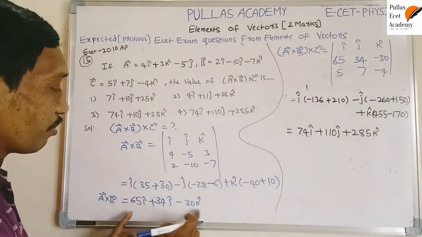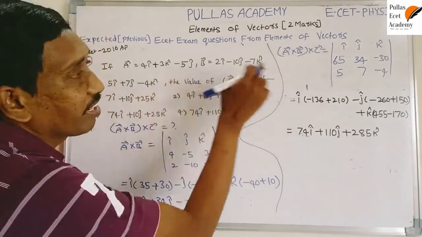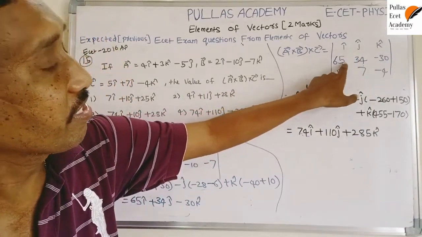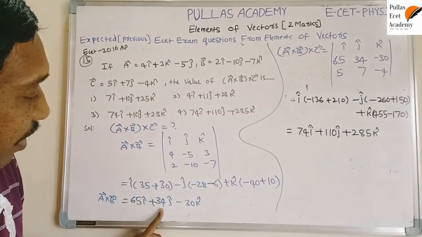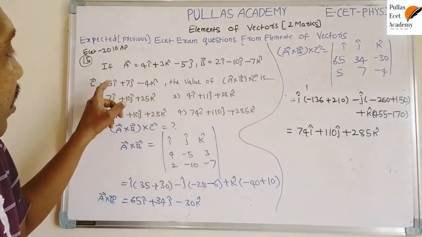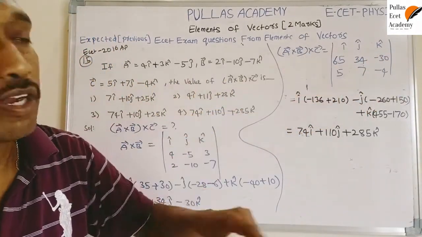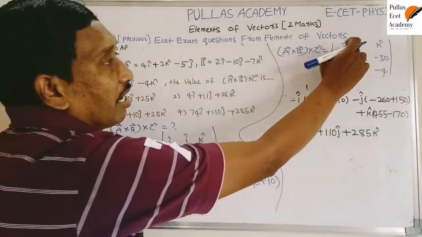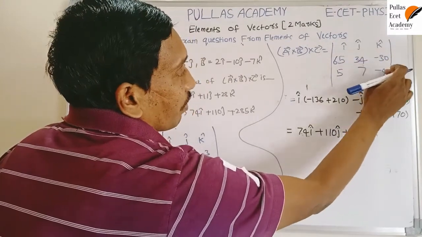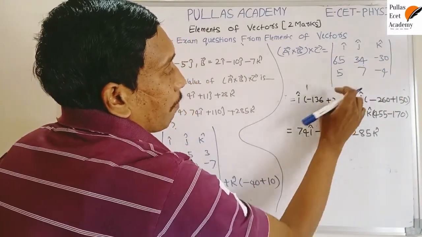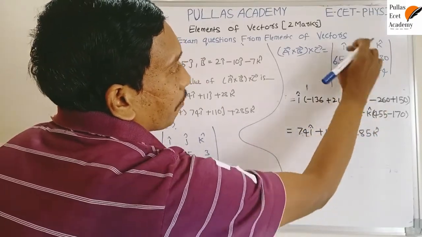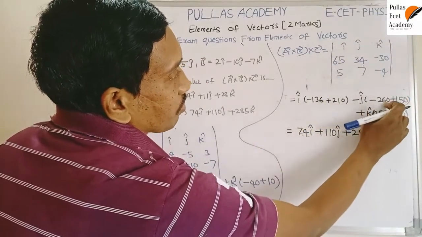But we need A bar cross B bar, whole cross C bar. That means we know this new vector and the C bar vector is already given. In the same procedure, write i, j, k in the first row. Next, write its X component 65, Y component 34, minus 30 in the second row. In the third row write 5, 7, minus 4. Now take the X component i cap, so take the determinant of this value: 34 into 4 is minus 136, minus into minus plus 7 into 30 is 210. Now minus j cap into 65 into 4 is minus 260.